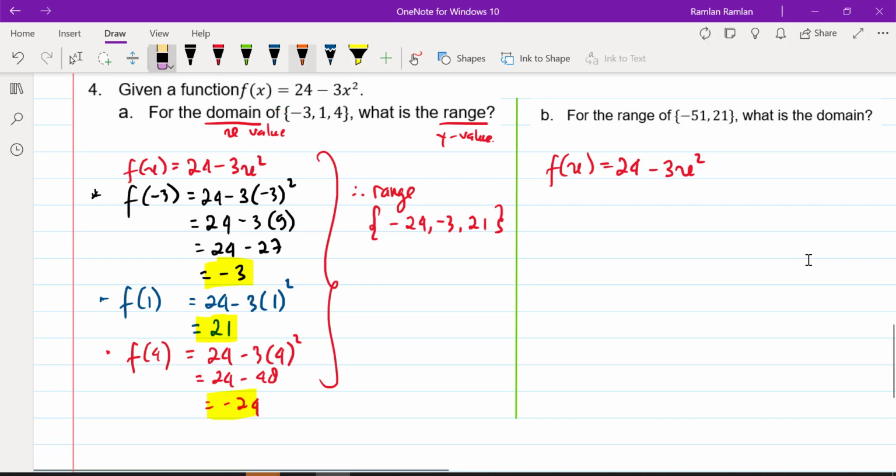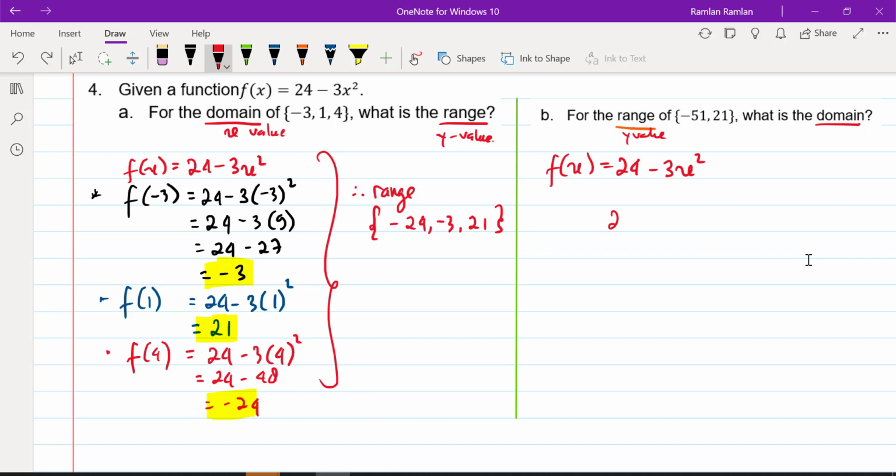Now, in here what we mean by range is the result, right? So the result is the y value or the f of x. So the question is, what is the x? We can write it like this: if I input something into the x, there'll be negative 51 from this function. So what is the value of x? That is the simplest way to explain this.